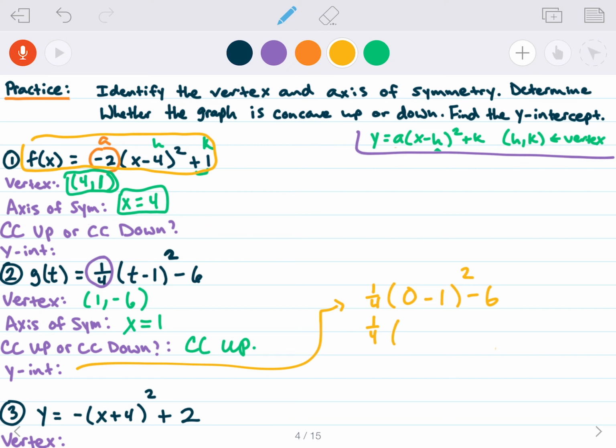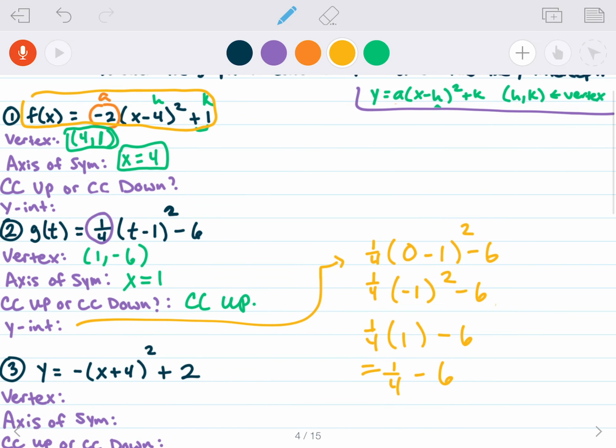So anyway, we get 1/4 times (-1) squared minus 6. -1 squared is +1. 1/4 times 1 is just 1/4. 1/4 minus 6, well, you can use your calculator. You can find common denominators. I'm very lazy, so I'm going to use my calculator here.